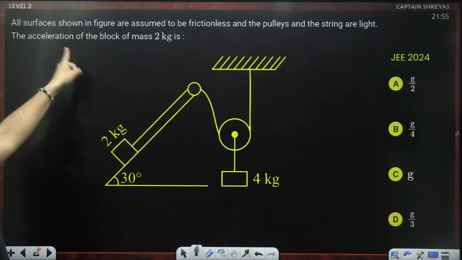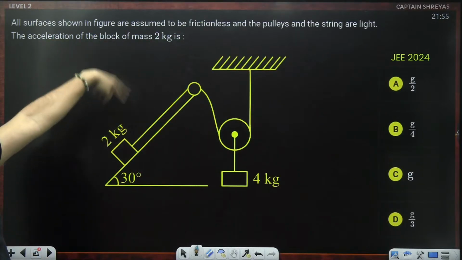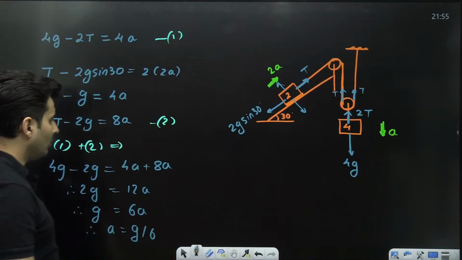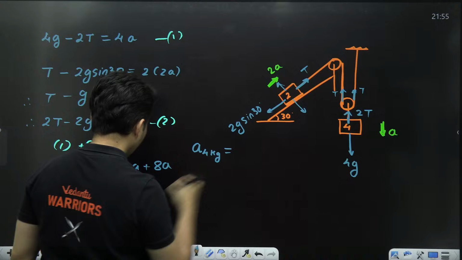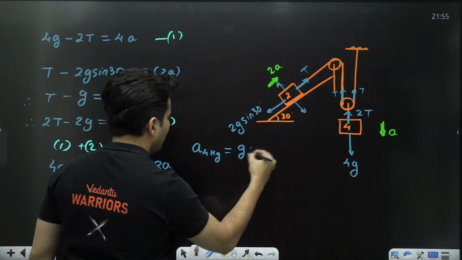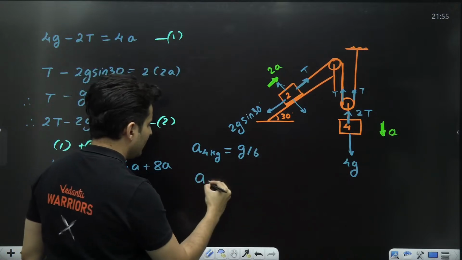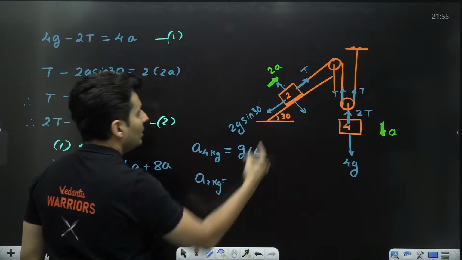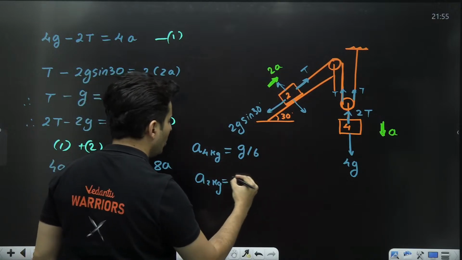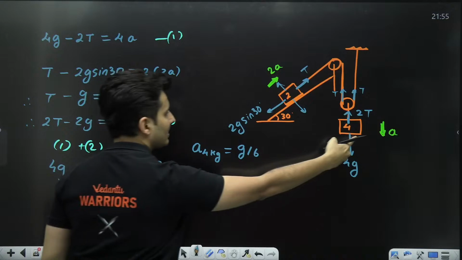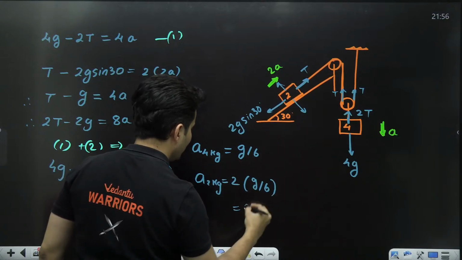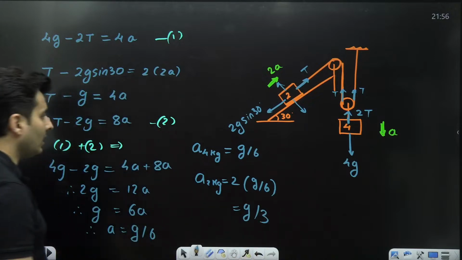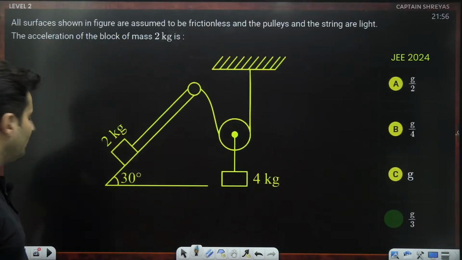But they have asked the acceleration of the 2 kg block. So think about it. The acceleration of the 4 kg block is g by 6. What about the acceleration of the 2 kg block? The 2 kg block has an acceleration of 2a. Whatever is the 4 kg's acceleration, it is 2 times of it. So 2g by 6, which means it will be g by 3.